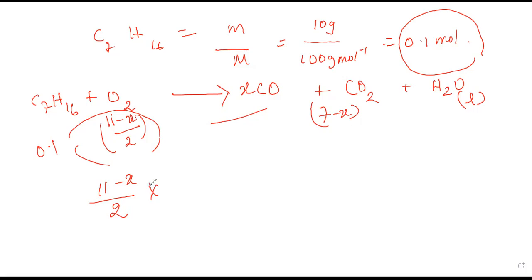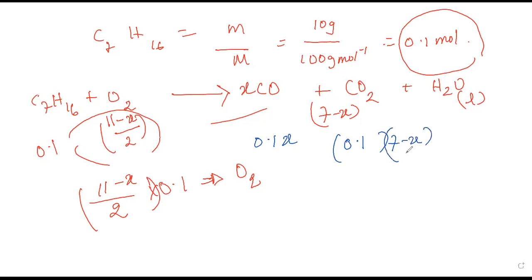The moles of oxygen that react is 0.1 times the O2 coefficient. Now let's go for the number of moles of carbon dioxide produced. This is x, so this is 0.1x. And this is 0.1(7 minus x). And we are not talking about the water.